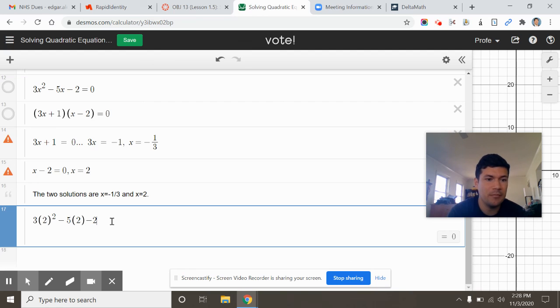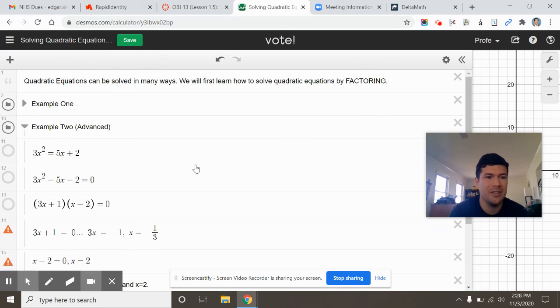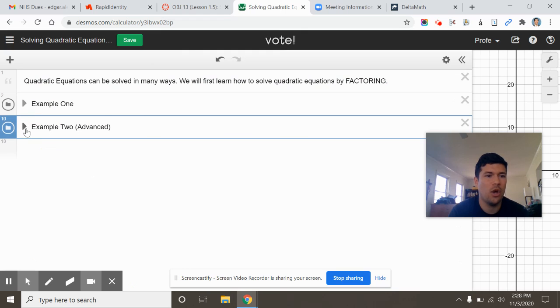That's fantastic. And that is all you need to know for solving these more advanced quadratic equations. All right, same process. Set it equal to 0, factor, and use the zero product property to find the solutions. And that is it.